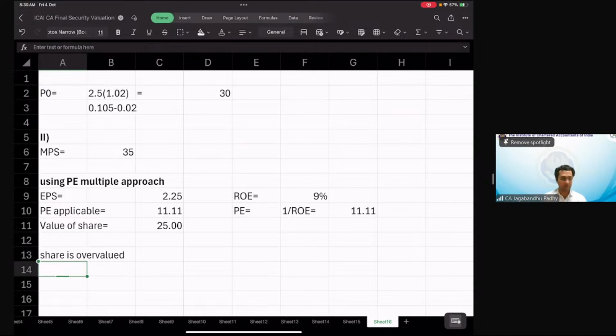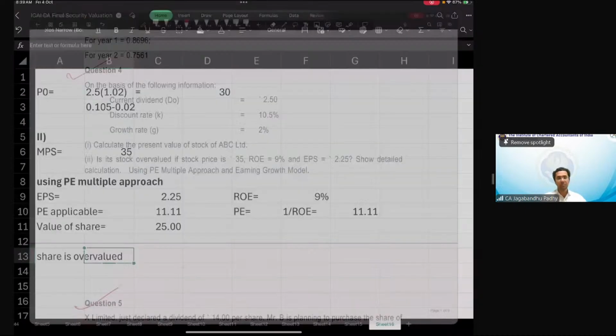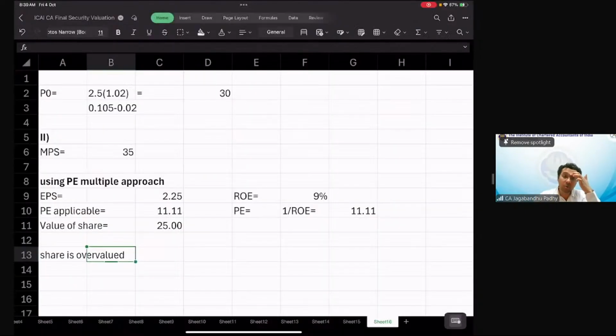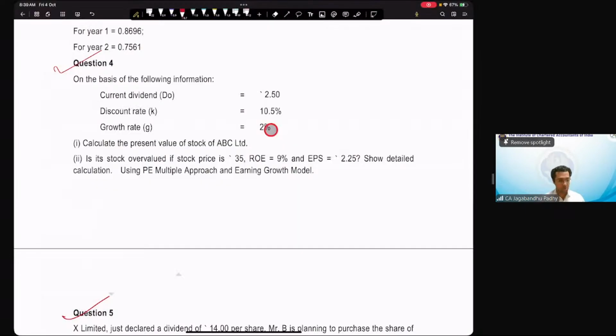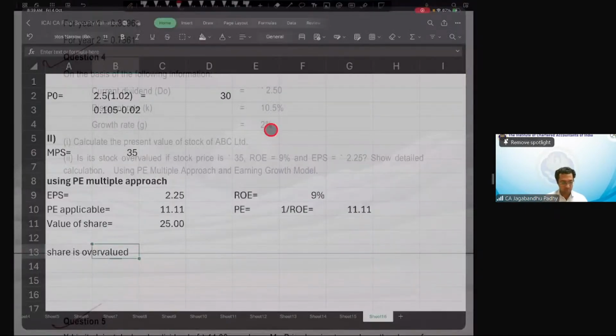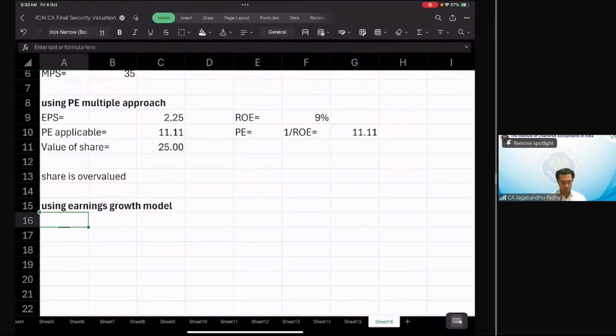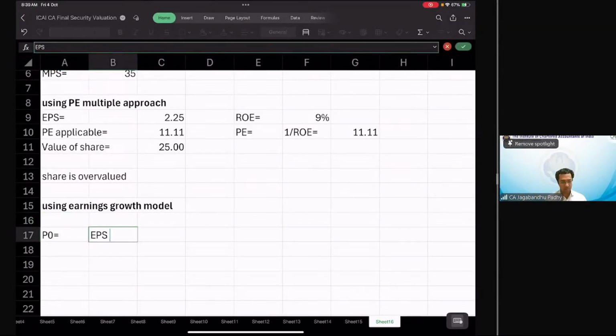Share is overvalued. Then the next approach is the earnings growth model. Now, when we say earnings, take the growth that is anticipated in the earnings. In this, there is no growth which has been given, but it is quite implied that we have to use the same growth. Earnings growth model: P0 equals EPS in year 1 divided by KE minus G.